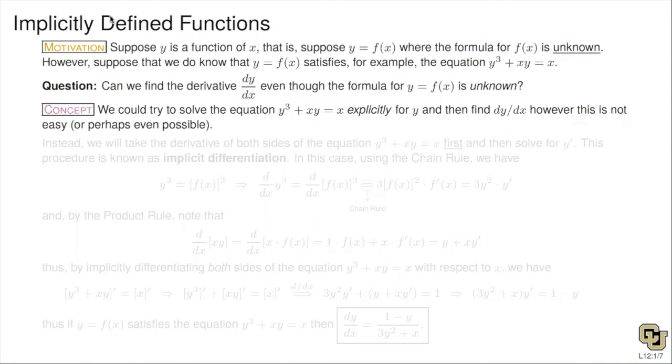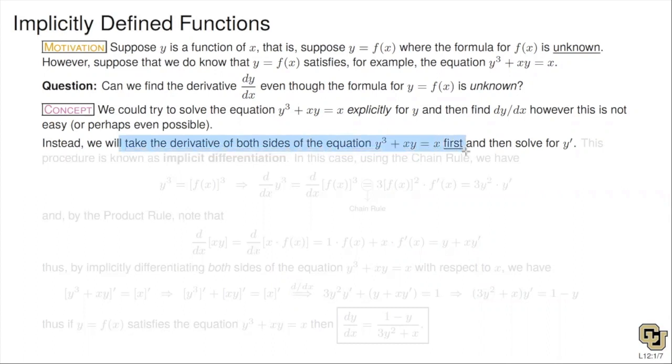But it turns out we actually don't need to do that if we're looking for the derivative. We can just take the derivative first, don't even solve for y, take the derivative first, and then solve for y prime. These two steps are what's known as implicit differentiation, where you take the derivative of both sides of some given equation first, and then solve for y prime. Let me now show you how that works in this particular case where we're given this equation.